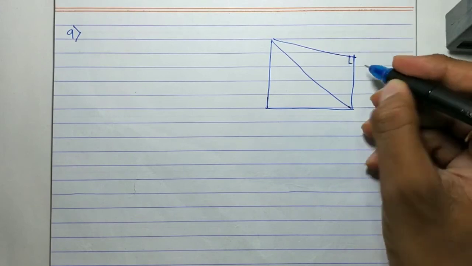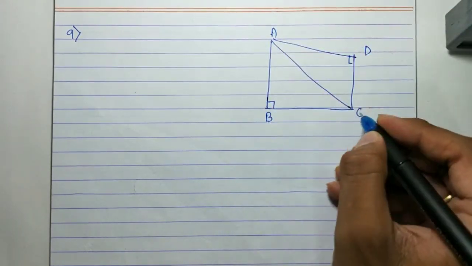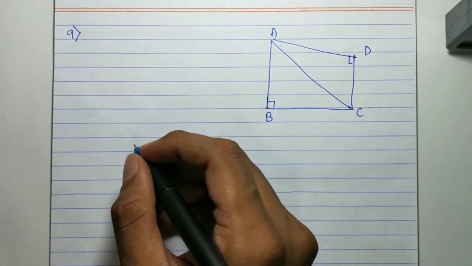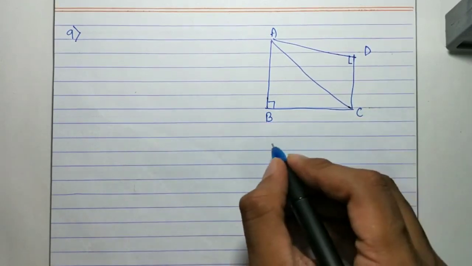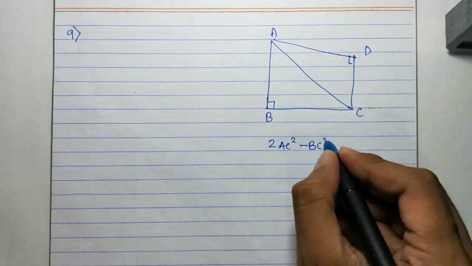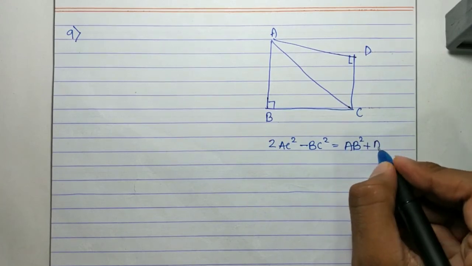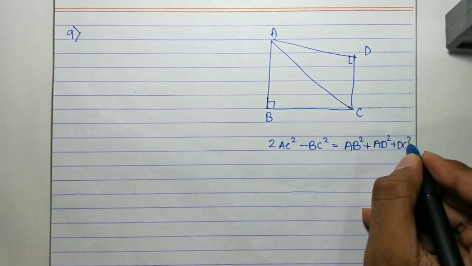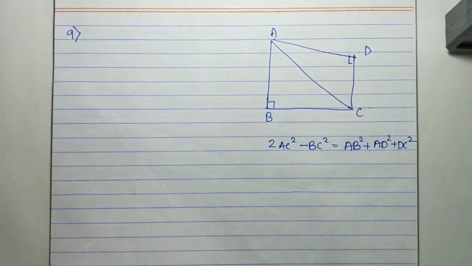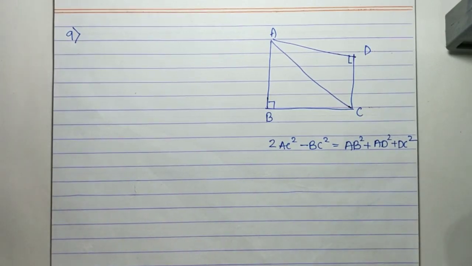The first question, the ninth question: prove that 2AC square minus BC square equals AB square plus AD square plus DC square. Okay. The simple thing is, in the proof sums, you have to keep using Pythagoras theorems and you have to add and subtract the equations.